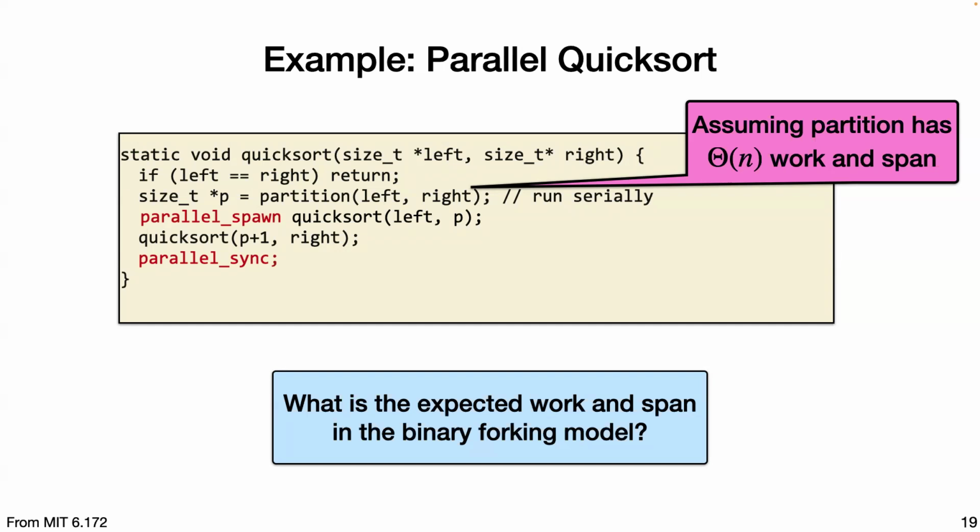But let's ignore for now parallelizing the partition step. Assume that it runs in theta of n work and span if you just do it serially. And then you sync at the end. Does this make sense, how you would parallelize this, ignoring the hard part of doing the parallel partition? Okay. So for this one, what is the expected work and span?